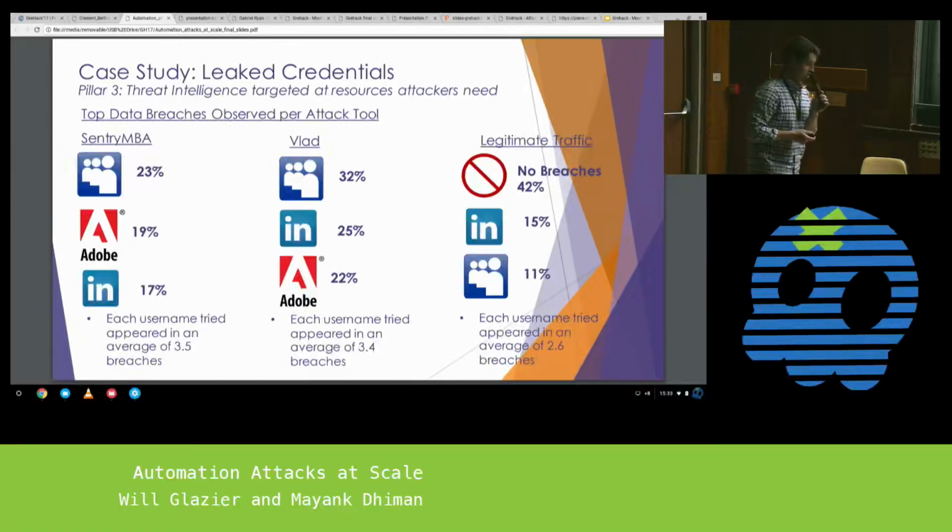Now, we compared that to legitimate traffic, and this is where some differences stood out. 42% of credentials in legitimate traffic didn't appear in any credential breaches that we could find. And significantly, each username appeared in an average of only 2.6 breaches. So if you have that data on these leaked credentials, that can help give you some insight into not just how suspect a particular account is, but how suspect a batch of requests rotating through a batch of credentials is, based on what the distribution of stolen credentials looks like.